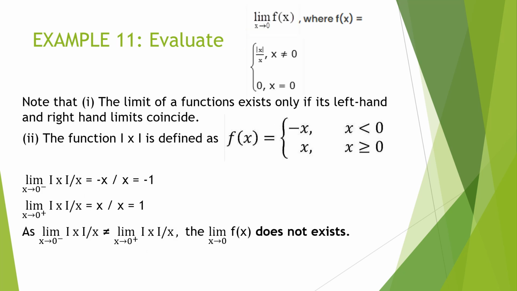Example 11. Evaluate limit x tends to 0 f(x), where f(x) is defined as mod x upon x if x is not equal to 0 and 0 if x is equal to 0.